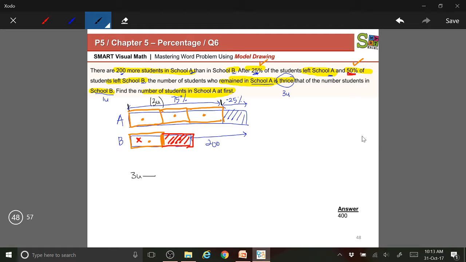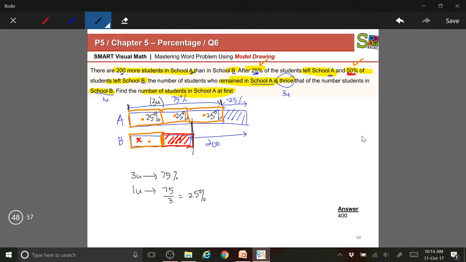So 3 units is equivalent to our 75%. We find 1 unit. So 1 unit, 75 divided by 3, will give us 25%. So this 25% we can have here, and then for the other 25%, 25%. So where is the equivalent that we see? I always tell you to find the equivalent, right?